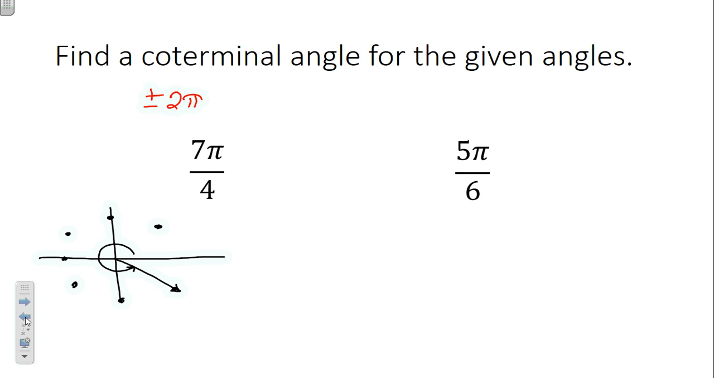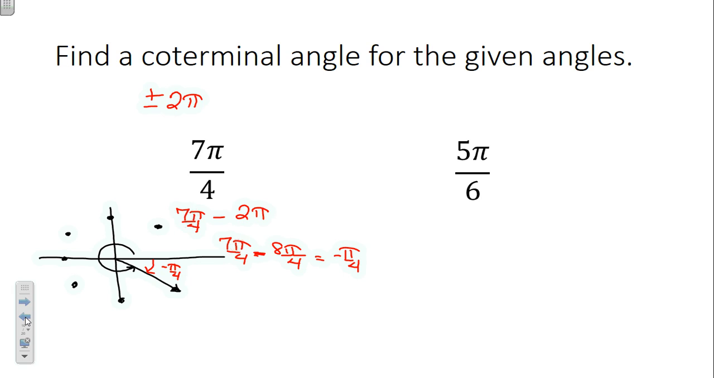Make sense? So what would this be in a clockwise direction? Negative pi over 4. Why? Well, what is 7 pi over 4 minus 2 pi? 7 pi over 4 minus 8 pi over 4 is a negative pi over 4. We had to get a common denominator, right? Okay, so that's our negative one.